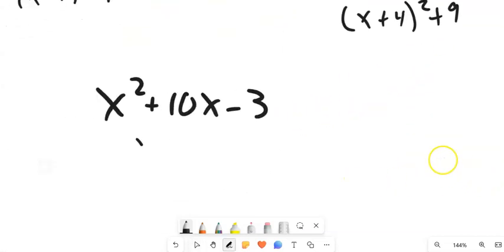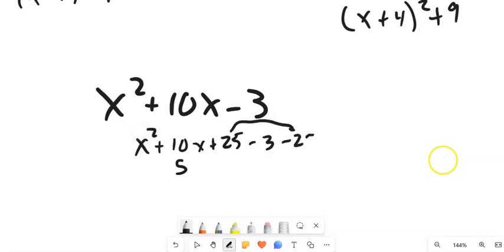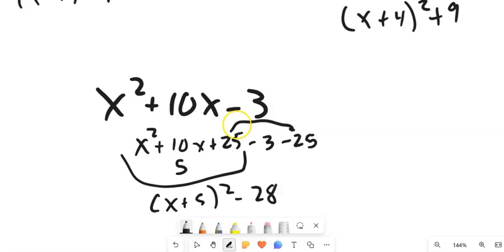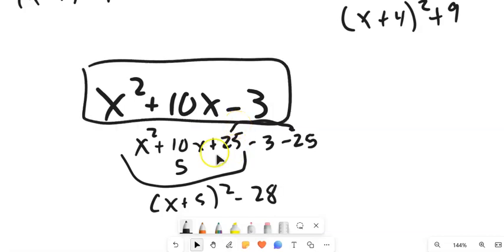Last one I'll do. Half of 10 is 5, squared is 25. I added 25, so I need to subtract 25. I'm already 3 negative, right? And I need 25. So that means I'm actually 28 short of the square. There's my square. x plus 5 squared minus 28. This collection of tiles is that square minus 28.